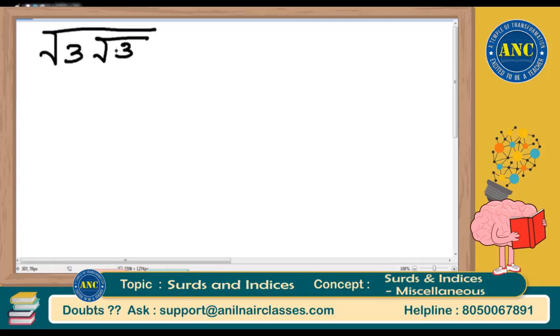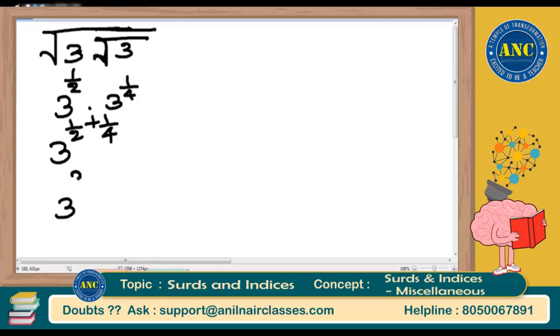Root 3, I want to simplify. This is nothing but 3 power 1 by 2. This is nothing but 3 power 1 by 4, right? Why? Because this square root and another square root will give me 3 power 1 by 2 plus 1 by 4. There is a reason behind discussing these easy questions. This will finally give me 3 power 3 by 4.